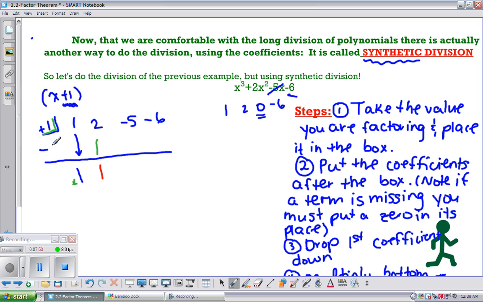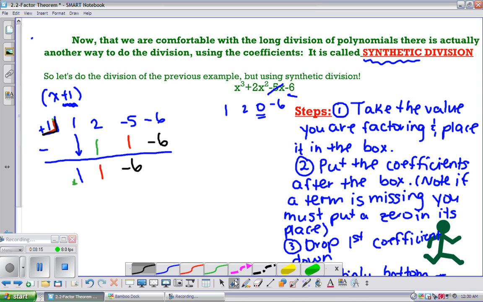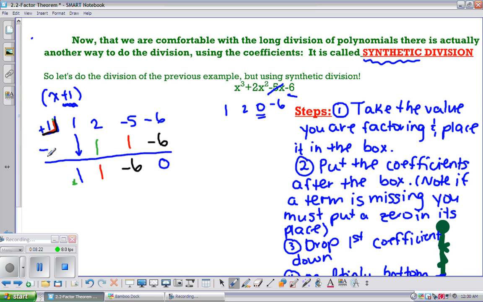And now you take 1 and multiply it by your box number, which is 1 times 1, and you get 1. And you do negative 5, subtract 1, and you get negative 6. You go again, take this bottom number, negative 6, times your box number, which is 1, and then you do your negative 6 from up here, minus negative 6, and you get 0, because a negative and a negative make a positive, you end up with 0.